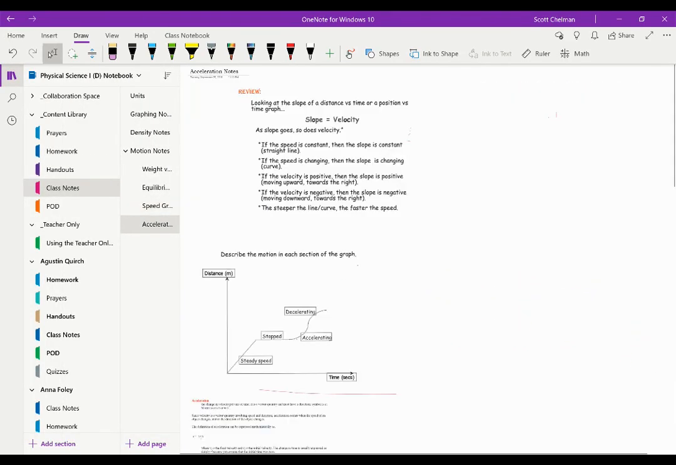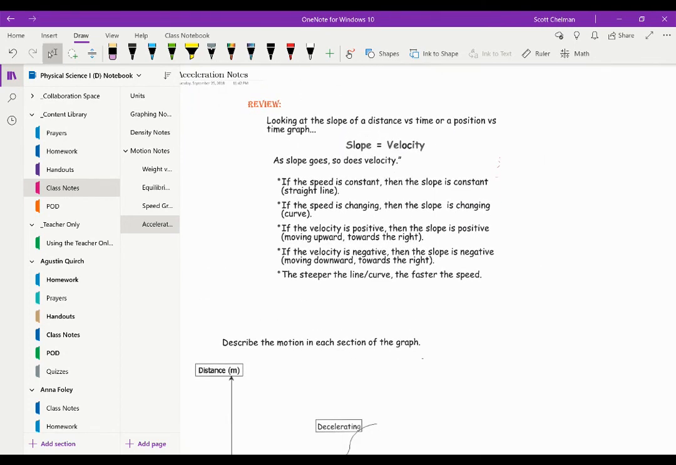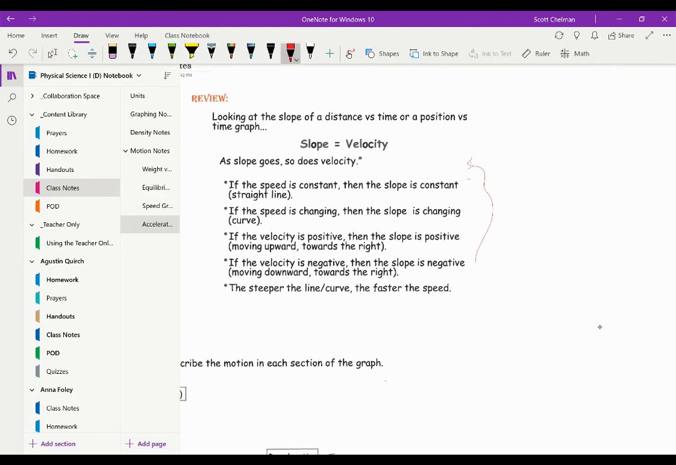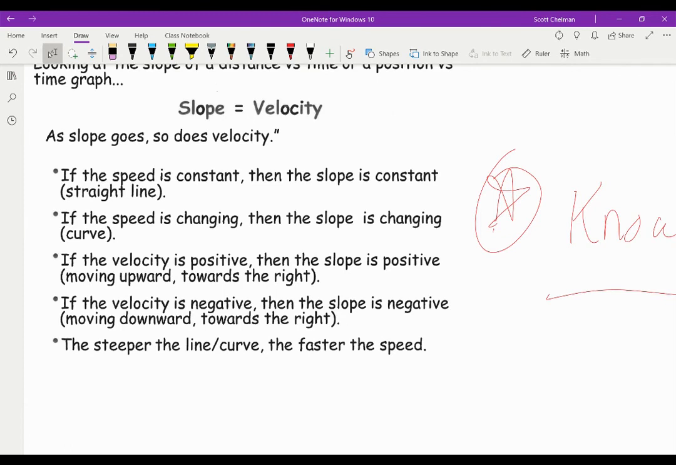Now, what I'll do quickly, and we're just going to look at the first bit of this, you look at the acceleration notes that I passed out to you. This top part here, right? I would say you should know those, okay? Because if you look at that, that's just what I was mentioning before, right? You have a constant speed, you have a constant slope. You have the speed changing, you're going to have the slope changing, right?